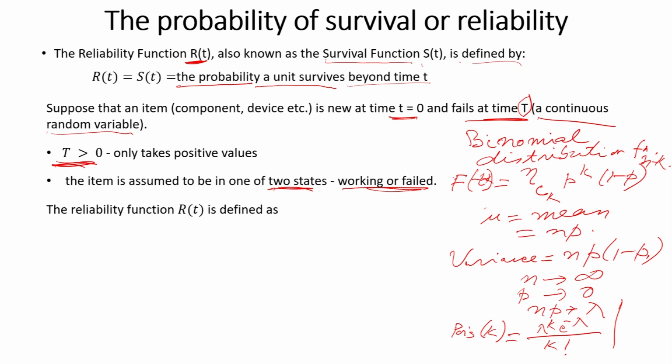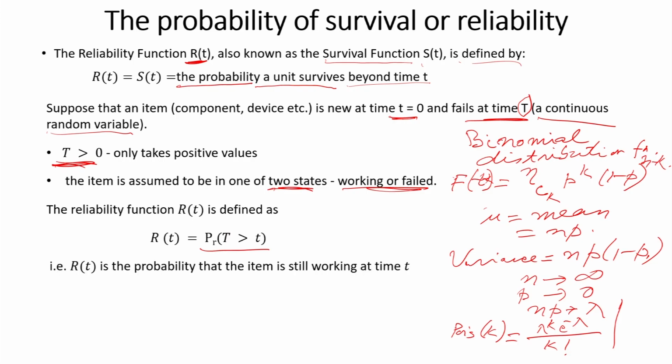So, the reliability function R T, we can define it like this. This is called a cumulative probability function, where T is greater than t. What is capital T? Capital T is the time at which the device will fail. So, R T is the probability that the item is still working at time T.